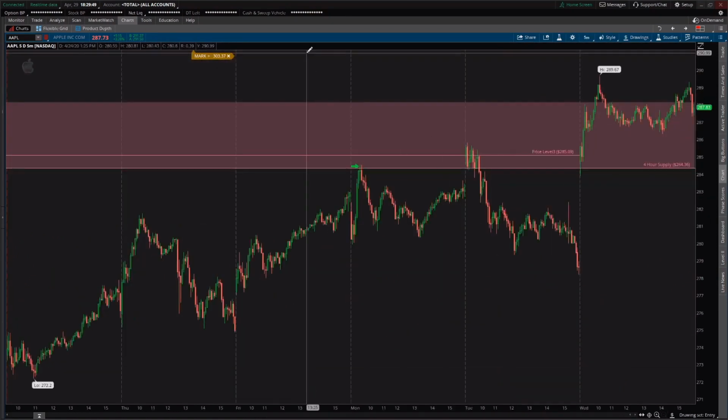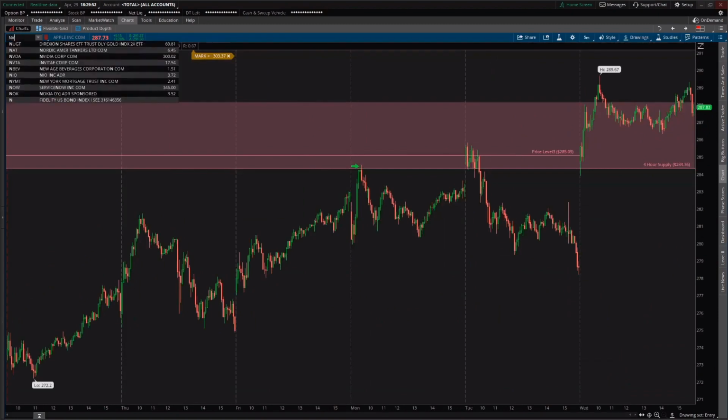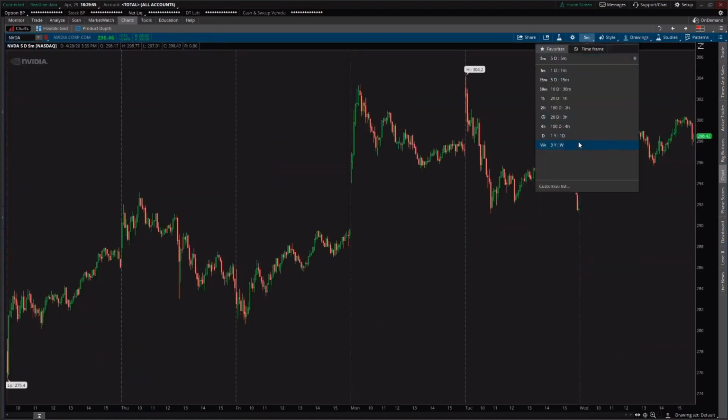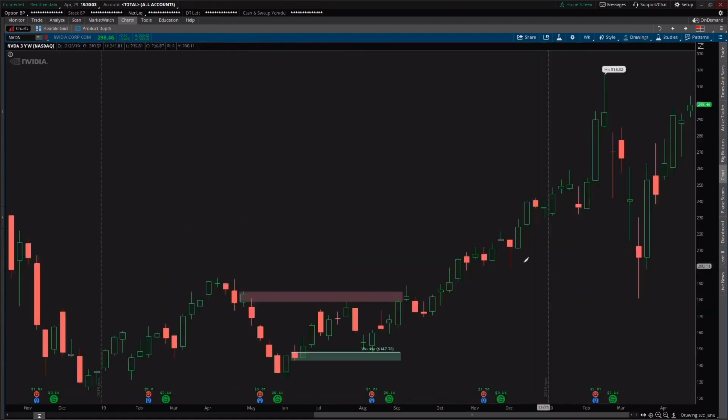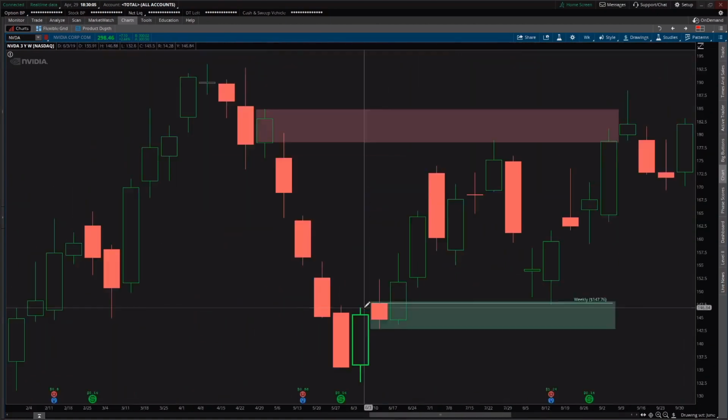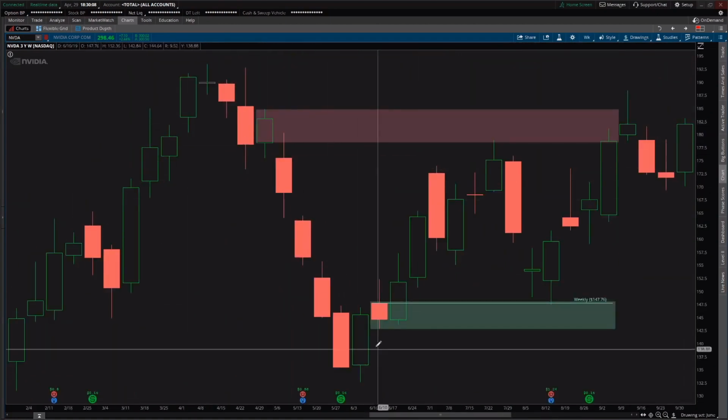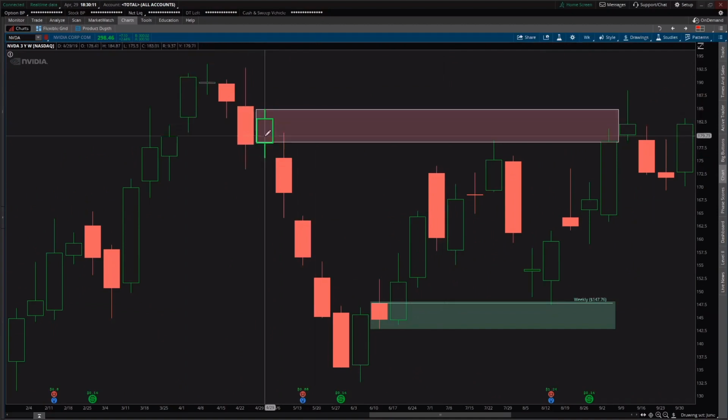Same thing. Let's look at NVIDIA. This is on a larger time frame. So NVIDIA on a weekly chart. We have a drop, a base, a drop. This is a weekly chart, so every candle represents 1 week.